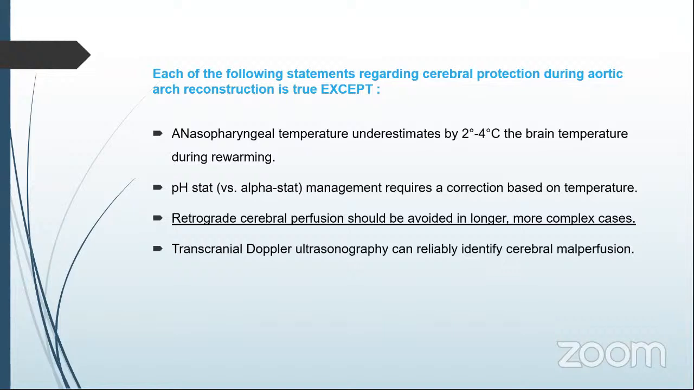I guess the phrasing of the second option was a little bit confusing because it says pH stat management requires a correction based on temperature. It should be based on the pH level. No, you know what's the difference between pH and alpha stat? Based on the pH, we're trying to keep it at normal temperature. Yeah, but we correct it based on the pH that we get. We add CO2, isn't it? No. We correct the pH based on temperature. In pH stat, you are correcting the pH based on the temperature. As long as the temperature goes down, you are correcting the pH of the blood according to the temperature.